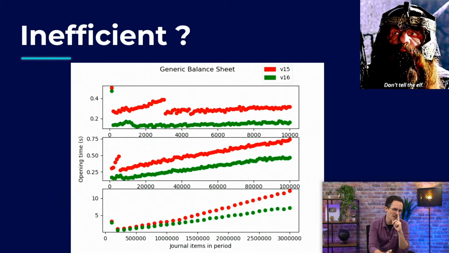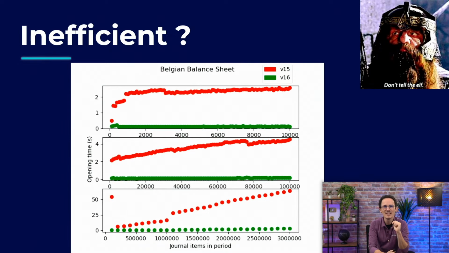The generic balance sheet now. Again, here there's a lot of change, and you can see that it's way better than it used to be already because the model is more structured. So we gain a lot of time when computing the report. But the place where it really gets interesting is the Belgian balance sheet, because here we are like 10 times faster on really big databases.